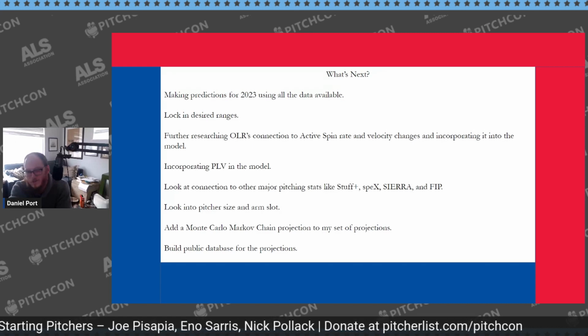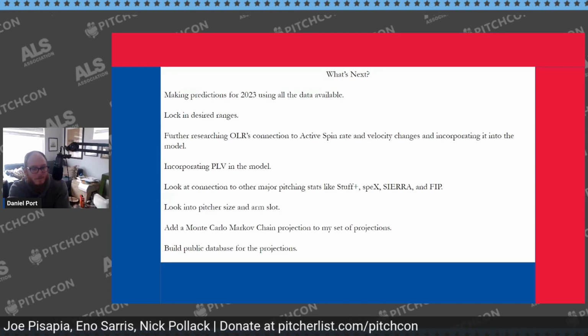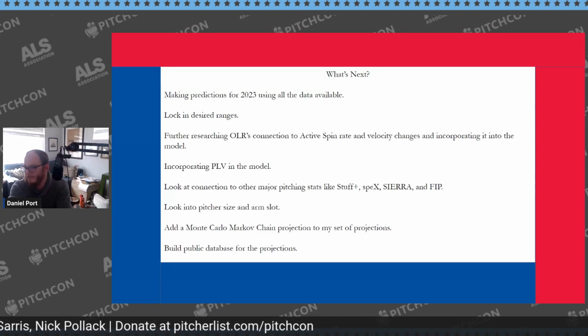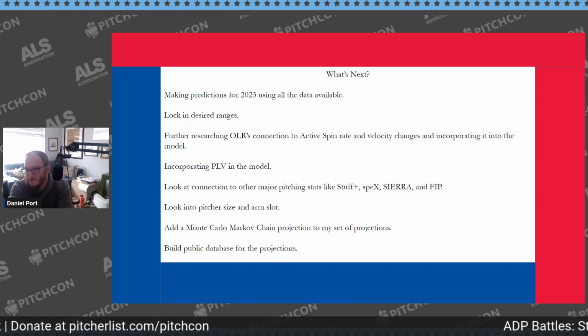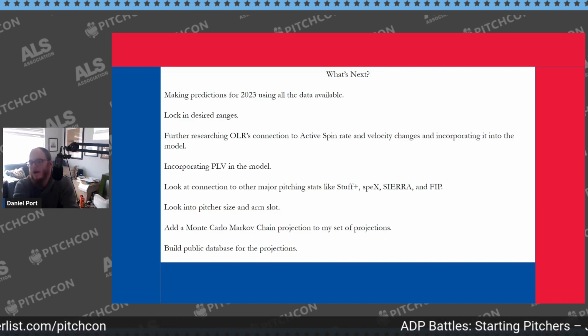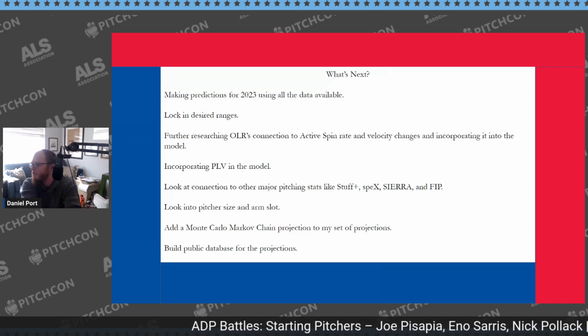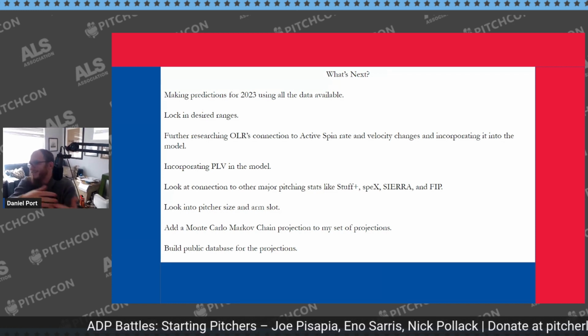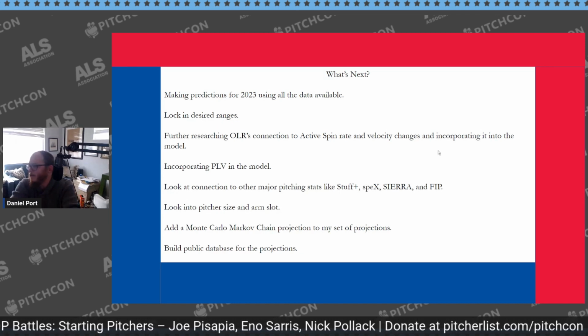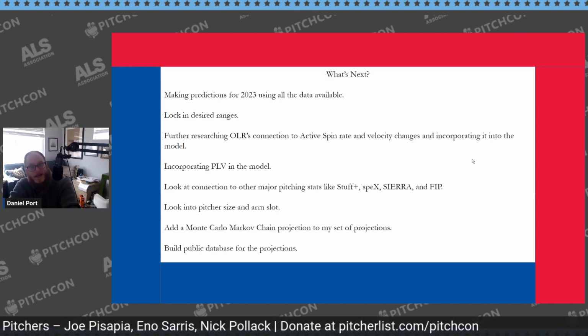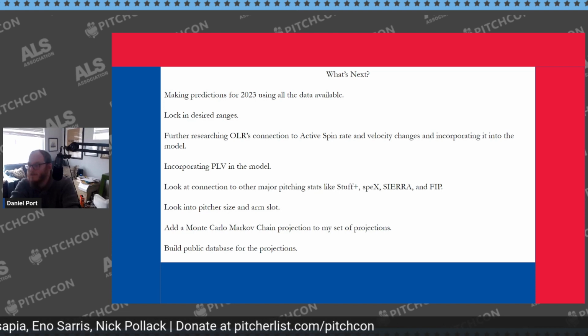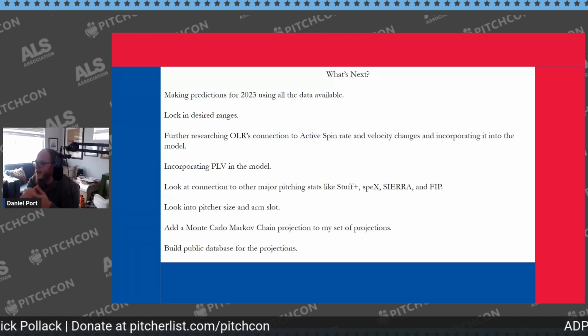And then pretty soon here, I'm hoping to build a public database for these projections. I've got the Google Sheets, but I want it to look a little prettier and be a little more intuitive for y'all. So I hopefully will put that together pretty soon and get that out to the public so you can look at it and probably put it in Tableau or something like that. So that is my presentation. That is OLR and the projections.